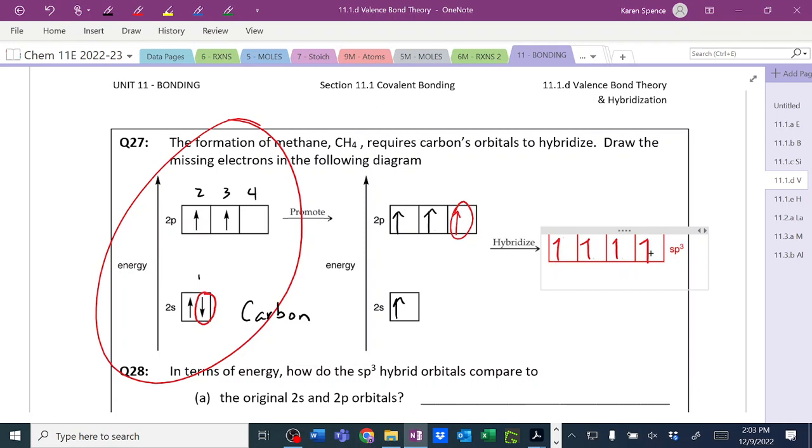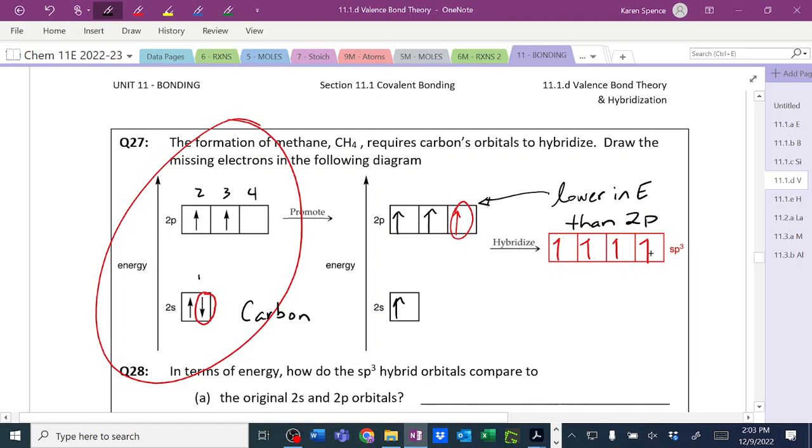And you'll notice that this sp3 orbital is lower in energy than the 2p, right? But it is higher in energy than the 2s. So it's sort of in the middle.